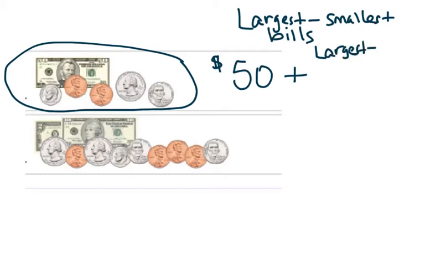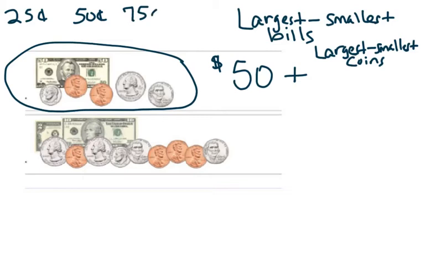Then we want to do our largest to smallest coins and add those up. So you want to practice adding up coins, knowing that 1 quarter is 25 cents, 2 quarters is 50 cents, 3 quarters is 75 cents, and 4 quarters is $1. You want to know that, and then go from there. So I'm going to start here. We got a quarter, that's 25 cents. And then I have a dime, so I'm going to go up 10 more cents. So 25 and 10 more is 35 cents.